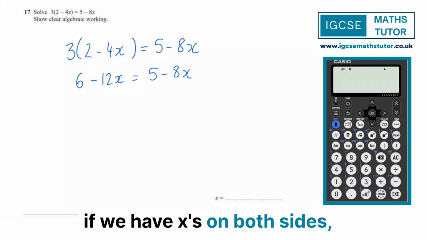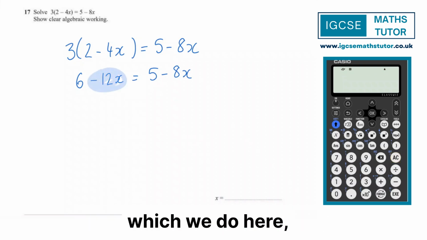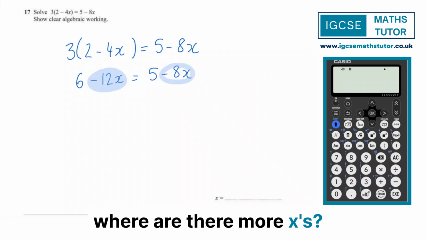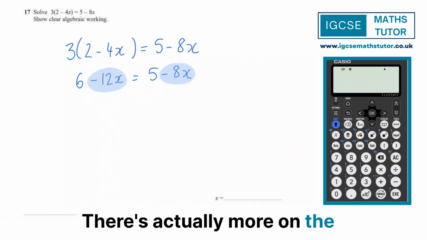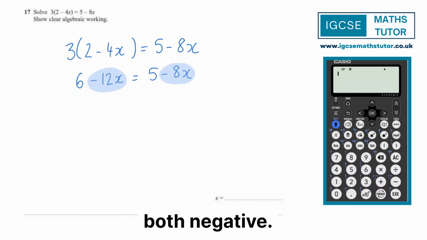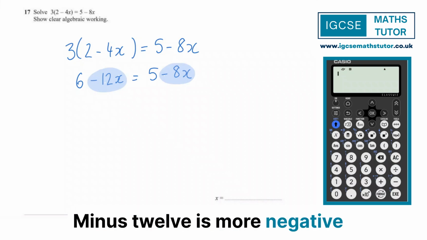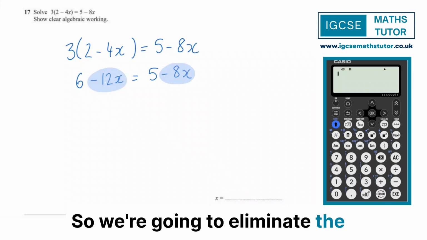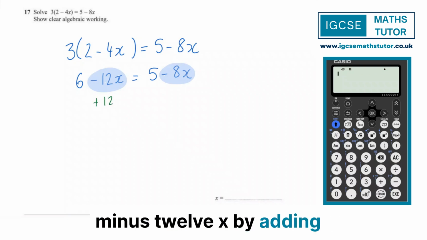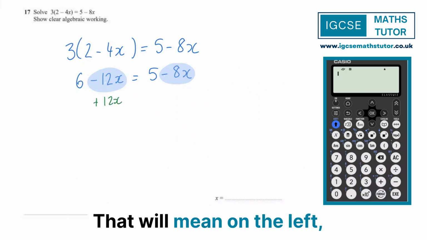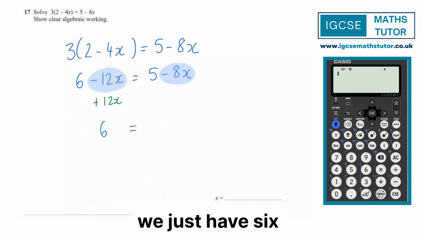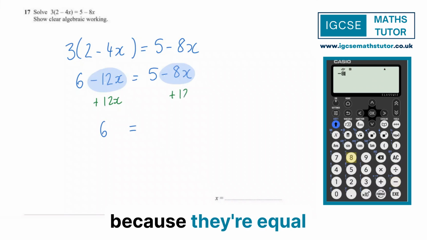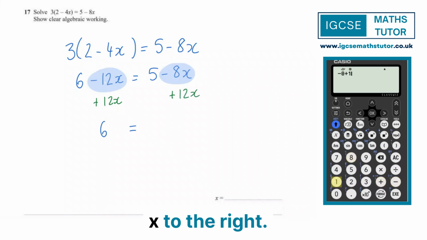Now, if we have x's on both sides, which we do here, we should always be thinking, where are there more x's? Now, there's actually more on the right. Because they're both negative, minus 12 is more negative than minus 8, so it's actually smaller. So we're going to eliminate the minus 12x by adding 12x to that side. That will mean on the left we just have 6. Because they're equal to each other, we have to add 12x to the right.